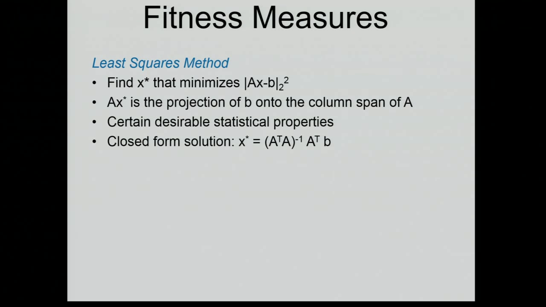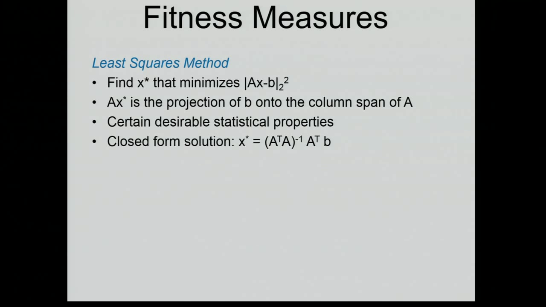Okay, so what are some common notions of closeness? Probably the most used is the least squares method, where you try to find this d-dimensional vector x that minimizes the Euclidean distance between Ax and b. And the optimal solution there is just the projection of b onto the span of the columns of A. And this has certain desirable statistical properties. For instance, if the noise that you're adding is i.i.d. Gaussian, then this is the MLE for this problem.